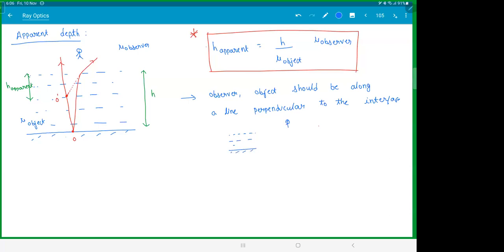So if you have an observer here, and if you have the object here, you can't use this, because the light rays that reach him will be quite different. The observer has to be exactly on top of it. Second thing, all these distances which you're measuring, h and h apparent, are measured from the interface of the liquid.